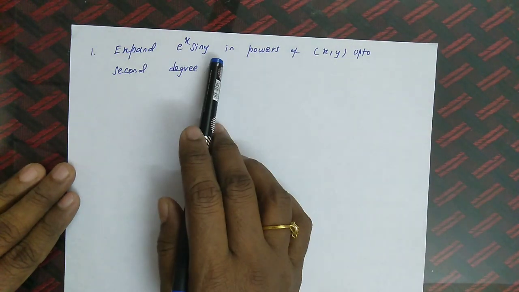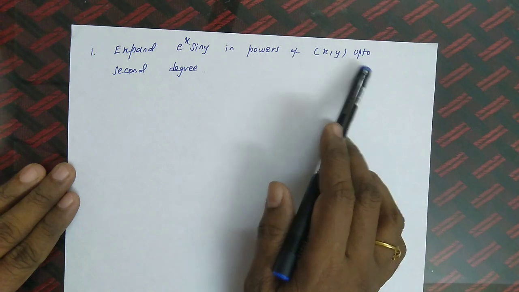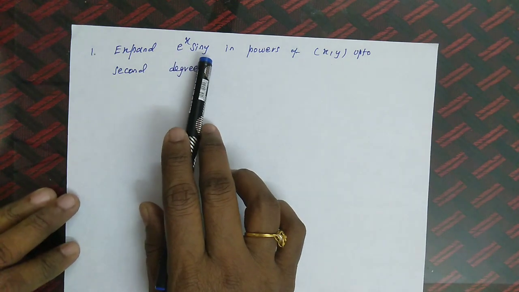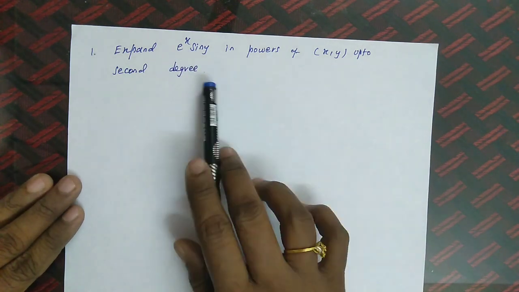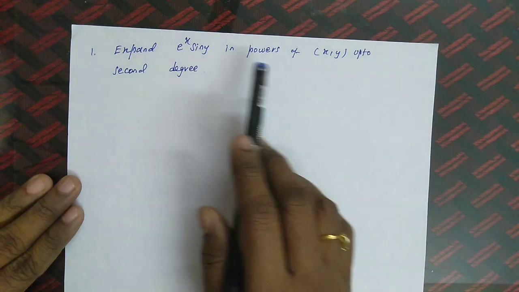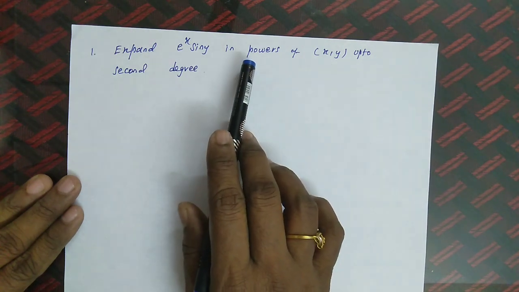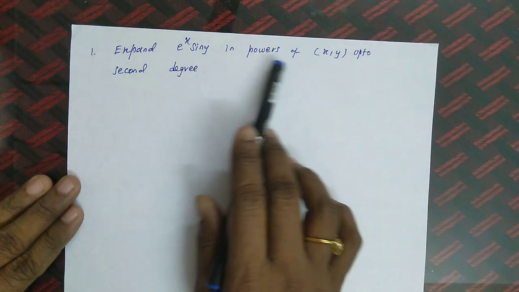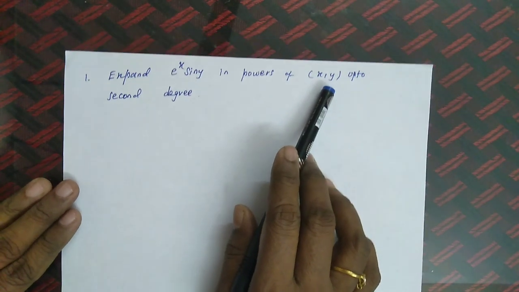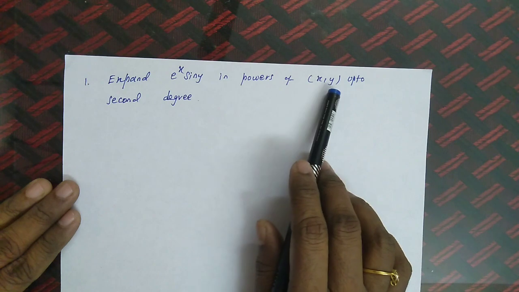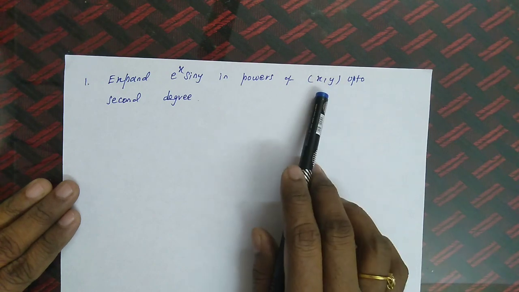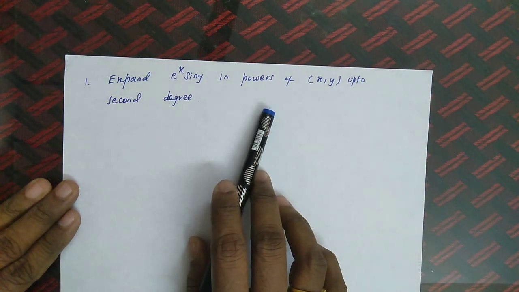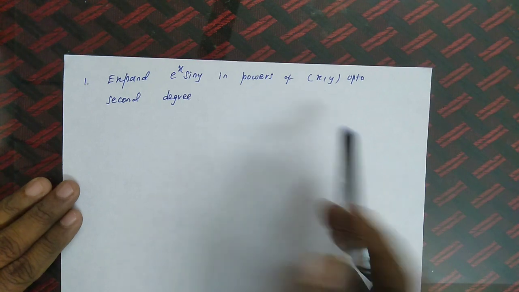Expand e power x sin y in powers of x comma y up to second degree. So in this question, it is given: expand e power x sin y in powers of x, y up to second degree. Nothing is given apart from this. That is, it's not mentioned directly whether we are supposed to use Taylor's series or Maclaurin series. Instead, it's given that in powers of x, y. It's understood that in Taylor's theorem we are supposed to write x minus a and y minus b. Here it's given x comma y, so obviously the neighborhood point is 0 comma 0. That means we are supposed to use Maclaurin's result, that is equation 2.